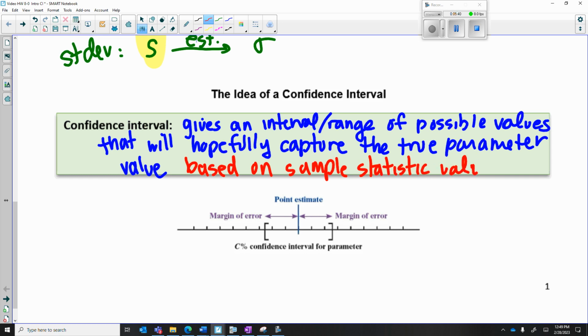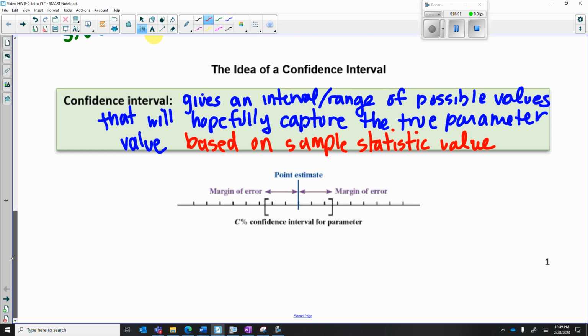And we do this based on the sample statistic. Okay, so I'm going to read this again now that I wrote it all out. A confidence interval is an interval that we create around the sample statistic, and this gives us a range of possible values that will hopefully capture that true parameter value. And we base it off of our sample statistic. So if you look down below, this is a picture, and the picture is showing you in the middle we have a point estimate. So remember, another name for a point estimate is a statistic.